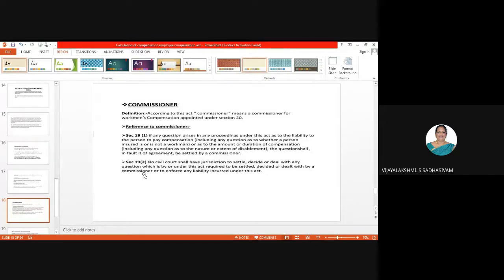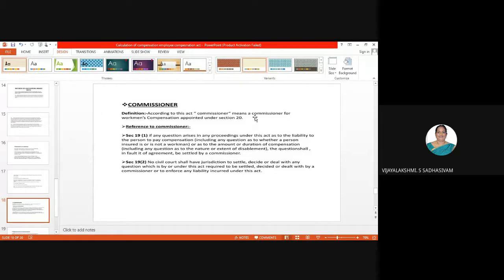Then, as I told you, the commissioner has the power. A commissioner under section 20 means a person who is called a commissioner under the relevant section. So under the Employees Compensation Act 1923, section 20 deals with the commissioner. Here we are talking about the reference, section 19(1).